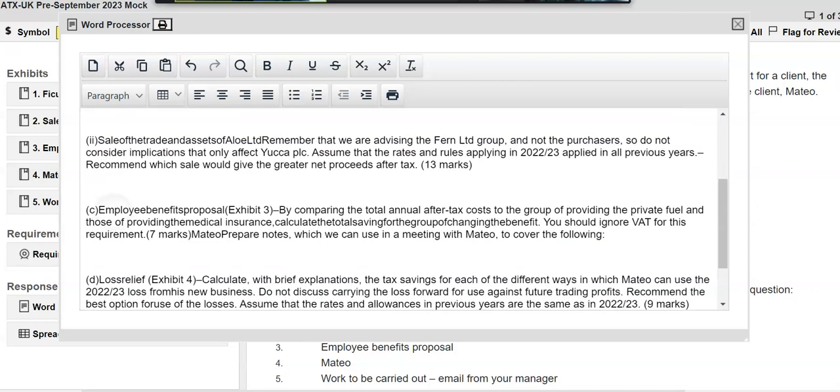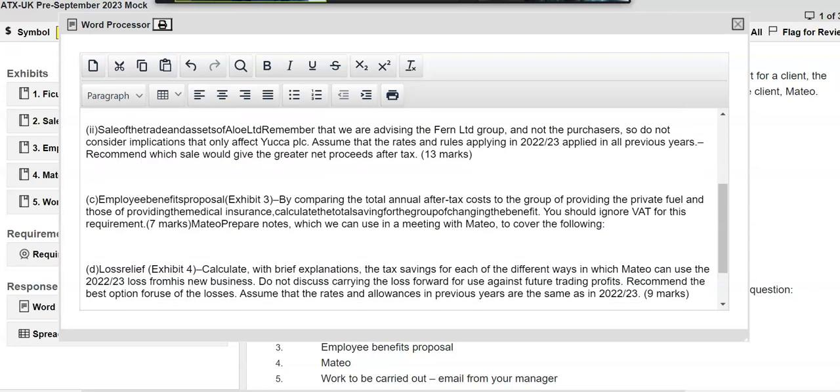Then part C is employee benefit proposal by comparing the total annual tax cost to the group of providing the fuel and those of providing the medical insurance. Calculate the total saving for the group of changing the benefit. You should ignore the VAT for this requirement. Okay, so we are not required to do the VAT thing. Okay, so when I was reviewing your answer, you actually forgot to calculate the fuel benefit. You calculated the class 1A NIC, that was correct, but it should have been calculated on the fuel benefit and you forgot to calculate that.